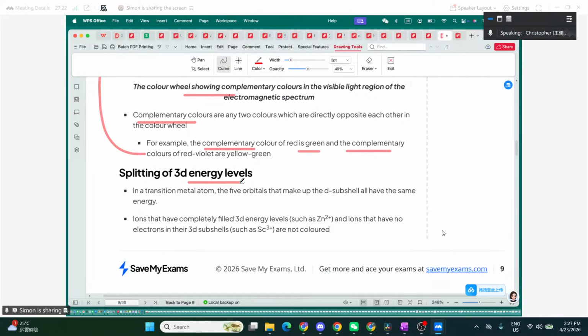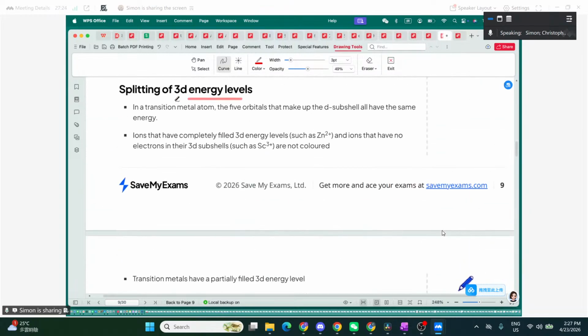For the transition metal atom, we know there are five orbitals making up the d subshell, and they may have the same energy, because the same subshell has the same energy. If an ion completely fills the 3d energy level, like the ions of zinc, or another ion has no electrons in the 3d subshell, they are not colored. Understand?